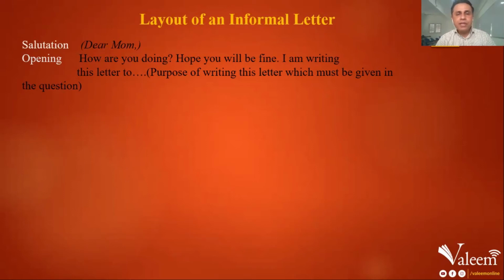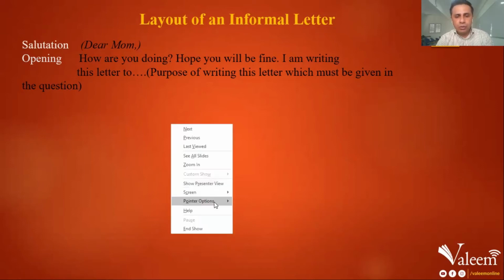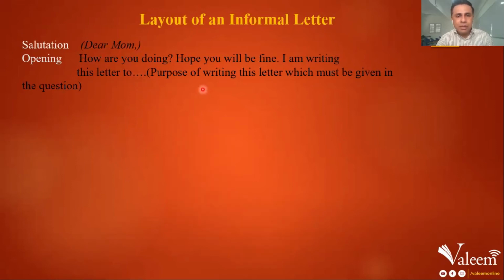So in an informal letter, when you're writing to your friends or family members, you can of course ask about their health. You can start with hi, how are you? Or hi, how are you doing? Hope you will be fine. And then you have to write the purpose of the letter. I am writing this letter to. And now here you see, after the word to, you have to write the purpose of the letter, that is why you are writing the letter.